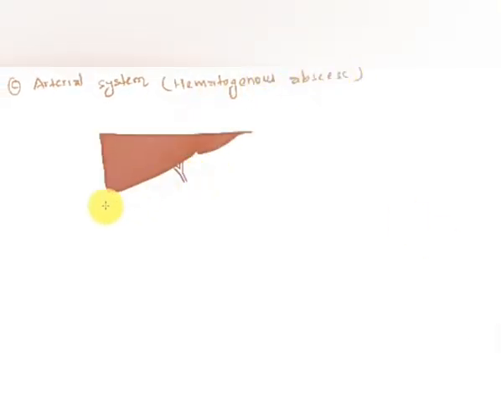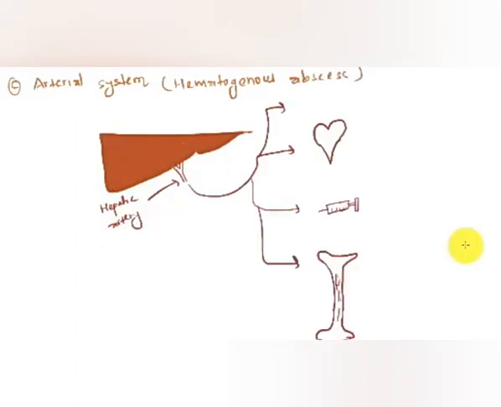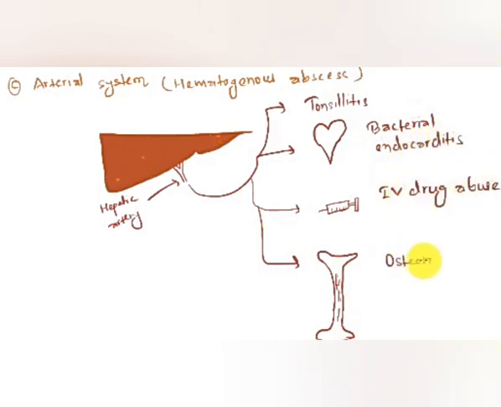The third source of infection is the arterial or hematogenous cause. The reason for the hematogenous cause is the hepatic artery. It can be due to tonsillitis, bacterial endocarditis, IV drug abuse, and osteomyelitis. The last is the idiopathic cause.